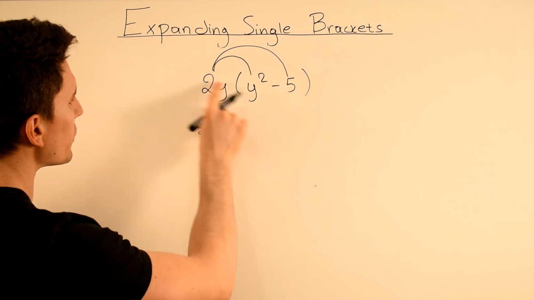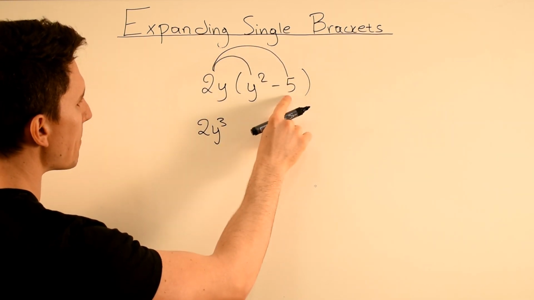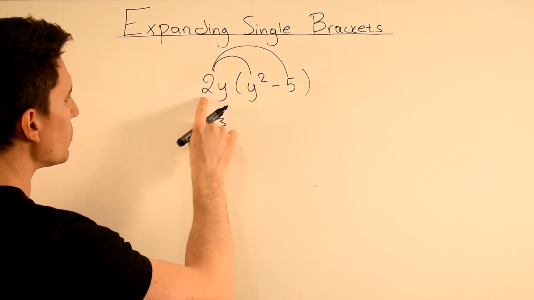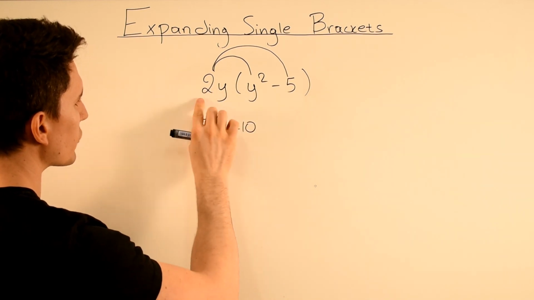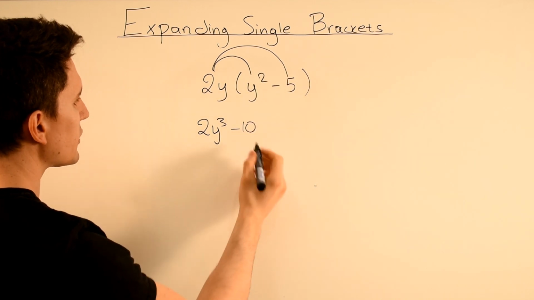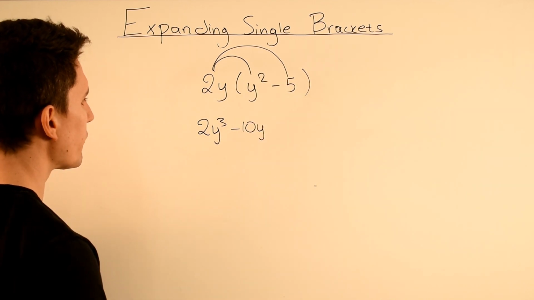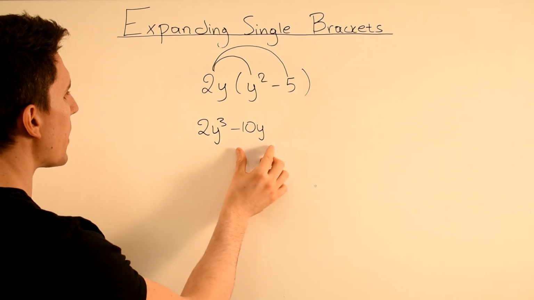What do we get from doing 2y times minus 5? Well, 2 times minus 5 is minus 10. Therefore, 2y times minus 5 is simply minus 10y. Therefore, the answer here is 2y cubed minus 10y.